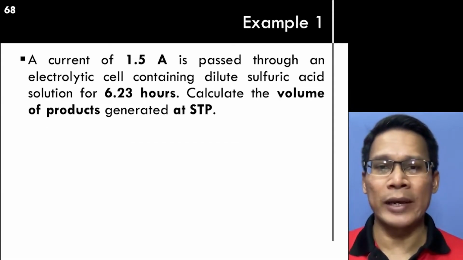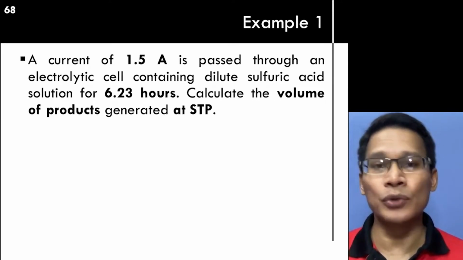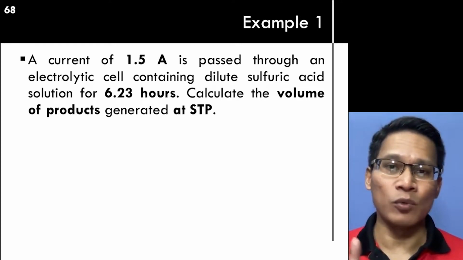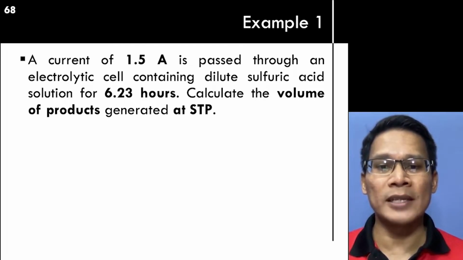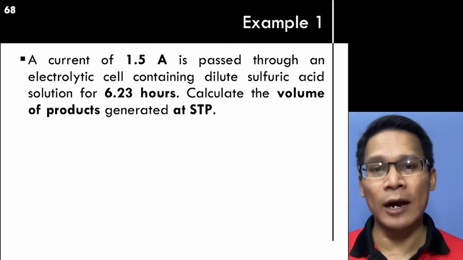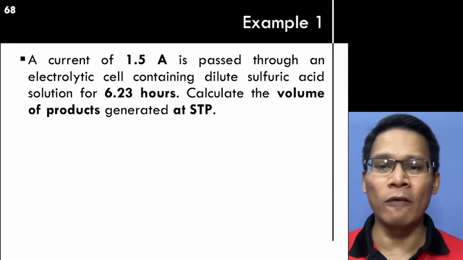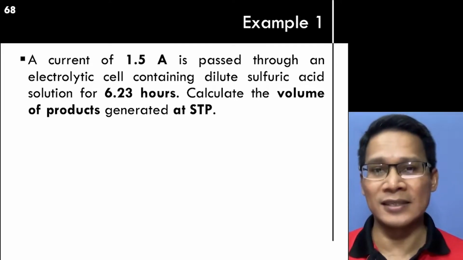Let me lead you through an example. Please take a moment to read through the question. The current used is 1.5 ampere, and the electrolysis process took place for 6.23 hours. You are required to determine the volume of products formed at standard temperature and pressure, or STP.